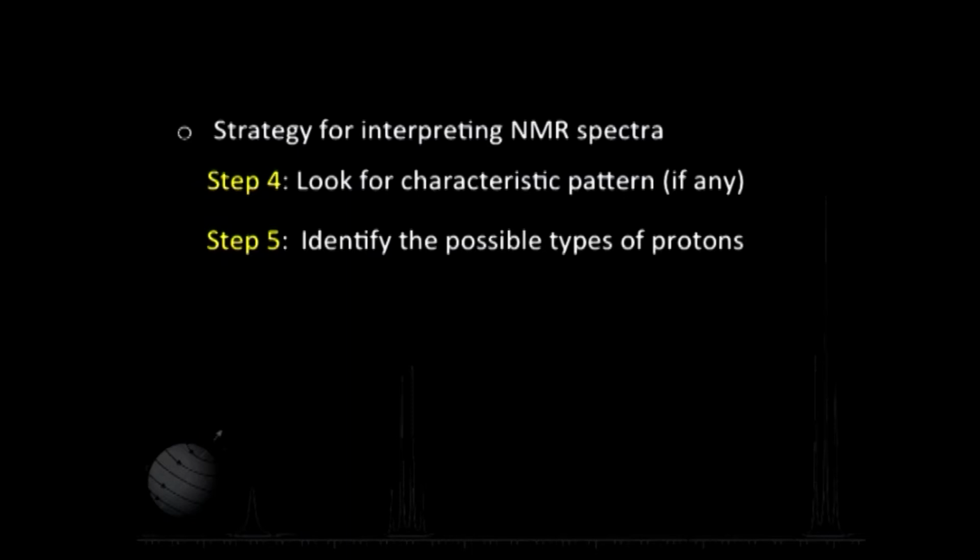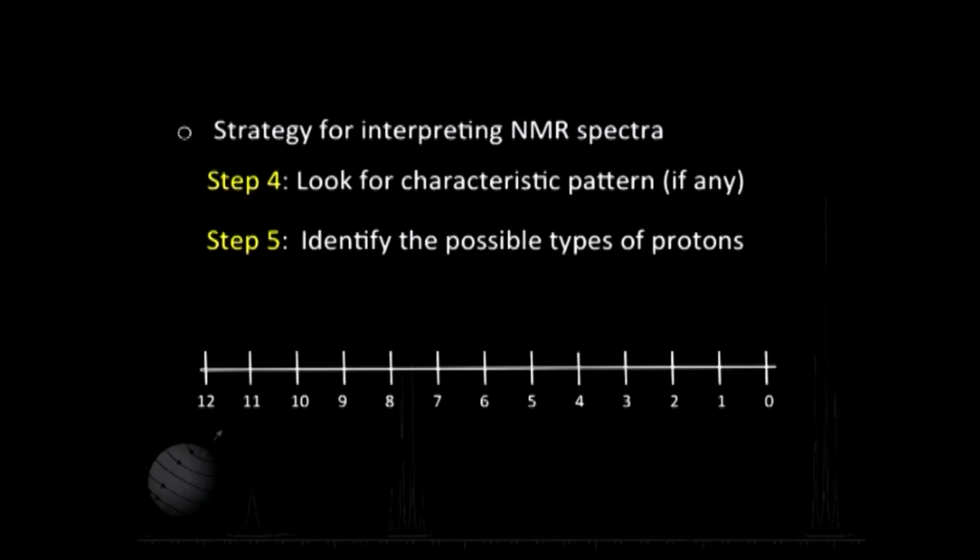The next step is to identify the possible types of protons. We have seen that the number of signals tells us how many different types of protons are there, but which signal is coming from which type of proton, what kind of functionality is involved, or whether they are aliphatic or aromatic protons, we try to identify, and for that the following scheme becomes very handy. Please pay attention to this once again. Typically the aliphatic protons, CH3, RCH3, RCH2, are observed from 0 to 2 ppm.